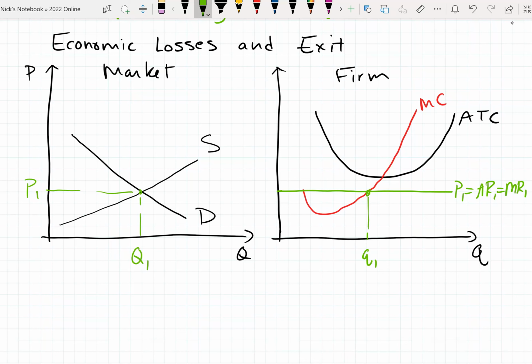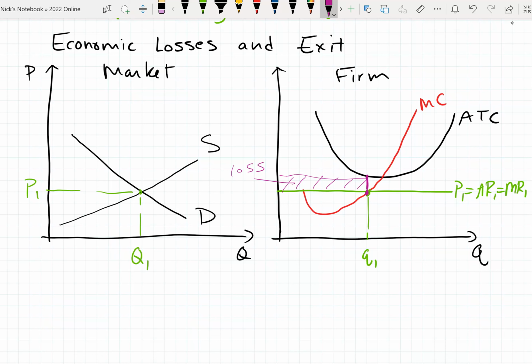Okay, but they're losing money. We can see they're losing money because this height here, it costs them this much and they only receive this much in revenue, so they lose that height. So in this case, this is a loss. Okay, they're losing money. And so what's going to happen?